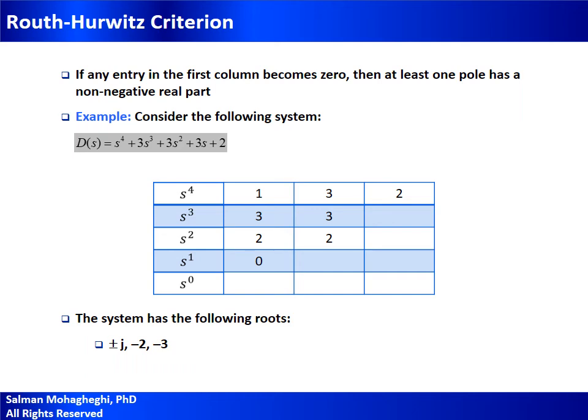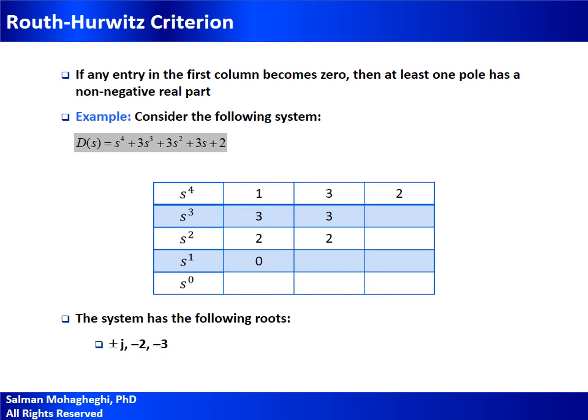Now, you might run into situations where one of the entries in the first column actually becomes 0. If that's the case, then you would at least have one pole with a non-negative real part. Non-negative real part means that the real part could be either positive or 0, meaning that it's a purely imaginary pole. Consider this example. You have a system whose denominator is s^4 + 3s^3 + 3s^2 + 3s + 2.